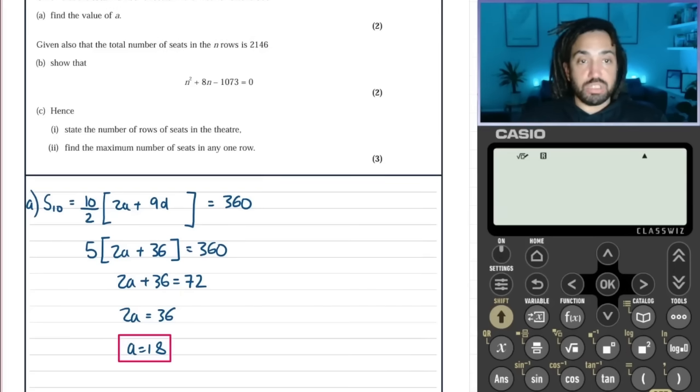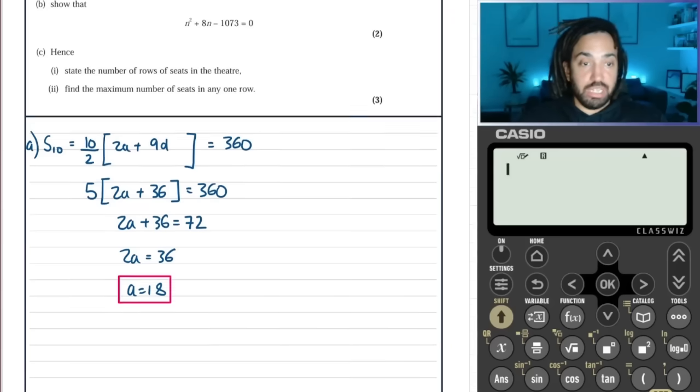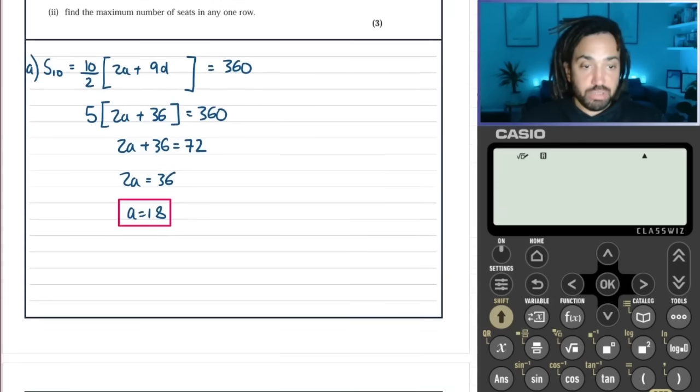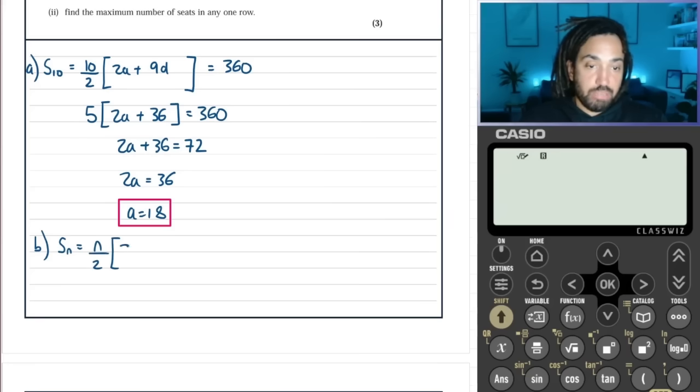It says, given also that the total number of seats in the n rows is 2146, show that n squared, and so on. Well, that's another summation because it says show that the total number of seats. So Sn, once again, is n over 2, 2a, but we know that a is 18, plus n minus 1 d, but we know d is 4. And we're told that's equal to 2146.